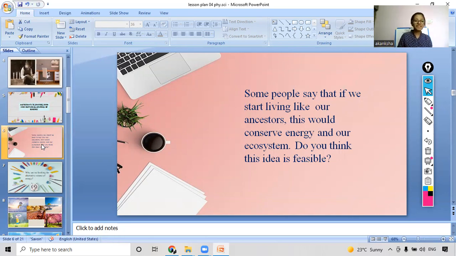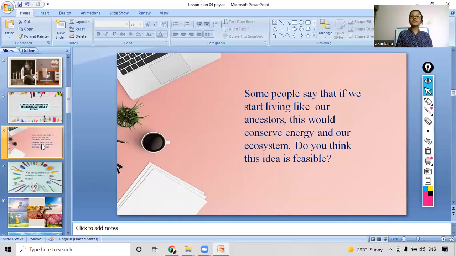Some of you are saying yes. You can write your answers in the chat box. Some of you are saying yes, and some of you are saying no. Very good. Why yes and why no? Because today's lifestyle is very fast and we need to adapt accordingly, otherwise we will be left behind. Yes, very good. This can be an answer.